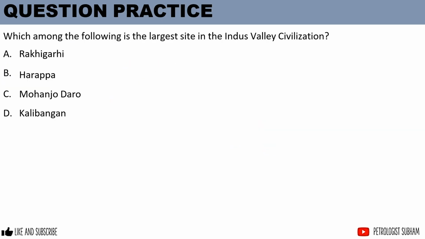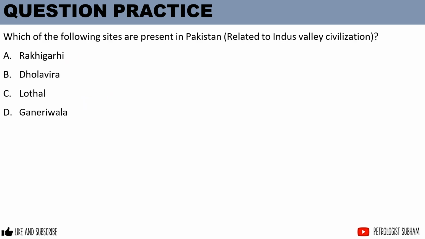Questions can be asked like which among the following is the largest site in the Indus Valley Civilization? Before it was Mohenjo-daro, but now it is Rakhigarhi. Which one of the following sites is present in Pakistan? See, Rakhigarhi is near Punjab, Dholavira is in Gujarat, Lothal is also in Gujarat. Ganweriwala is in the Sindh province of Pakistan.